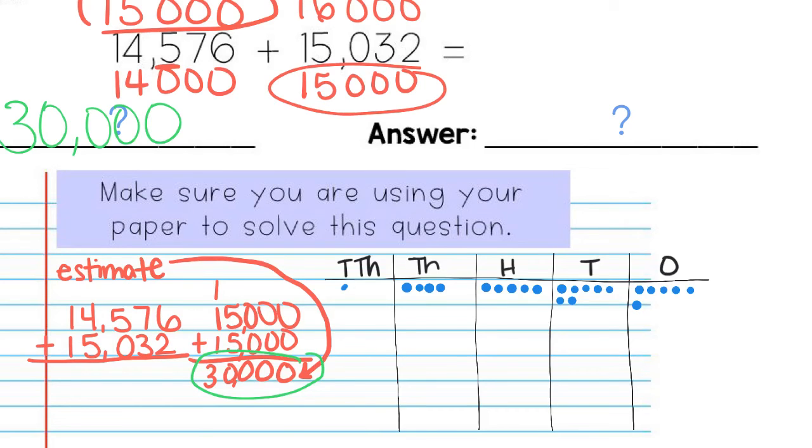Next, oh, and before we do that, at the bottom of my page, I'm going to write 14,576. Now we're going to write our second number. I'm going to do it in pink.